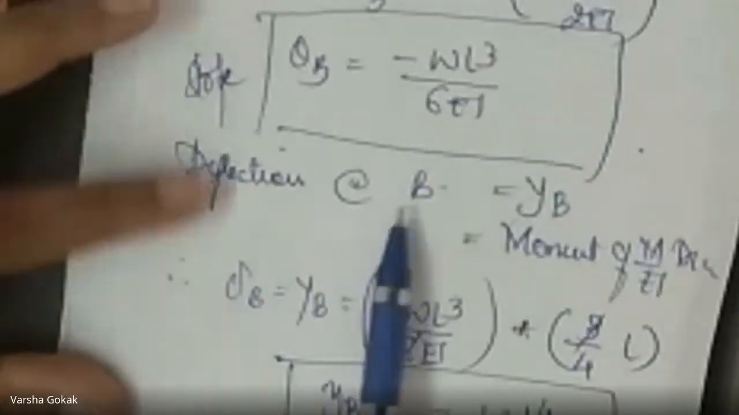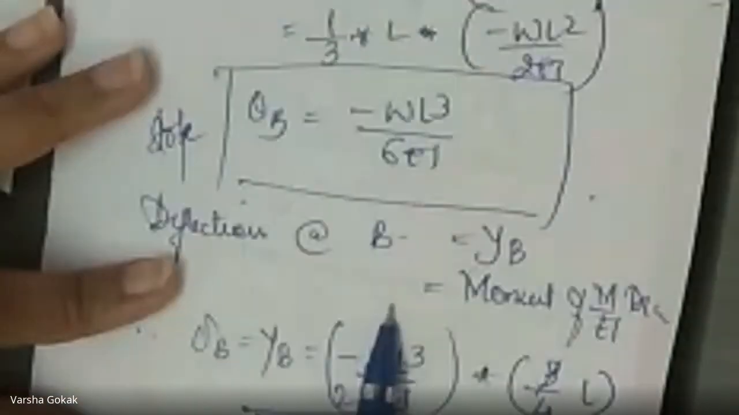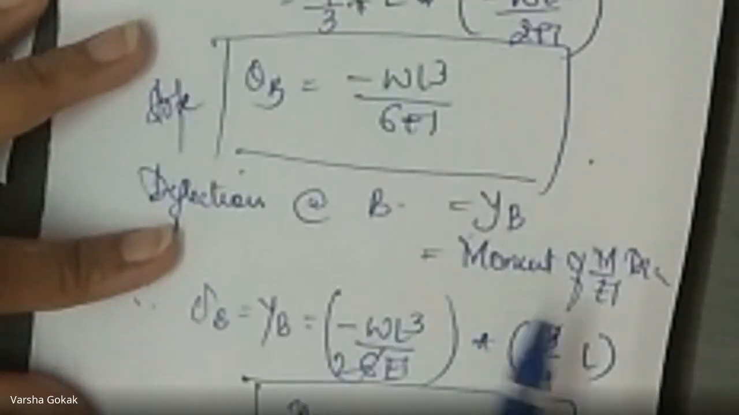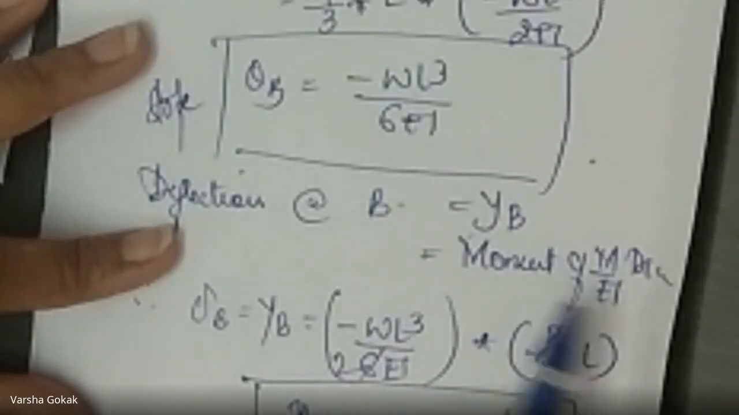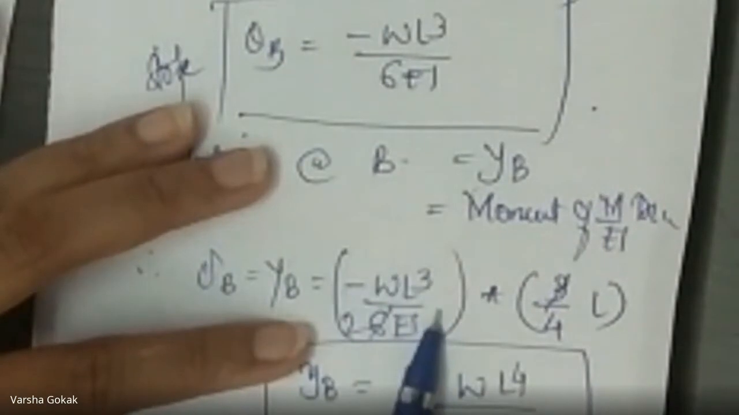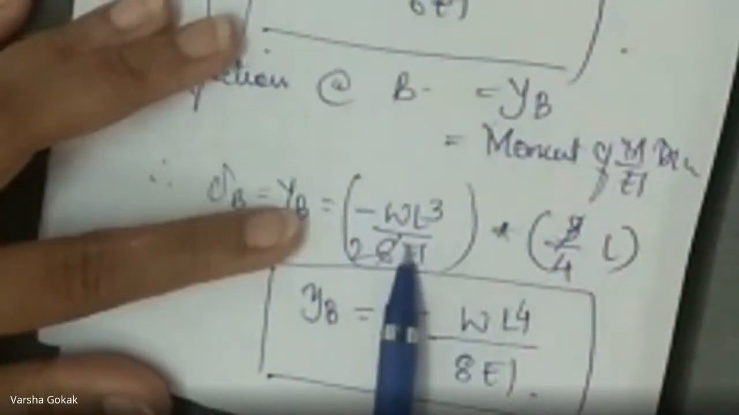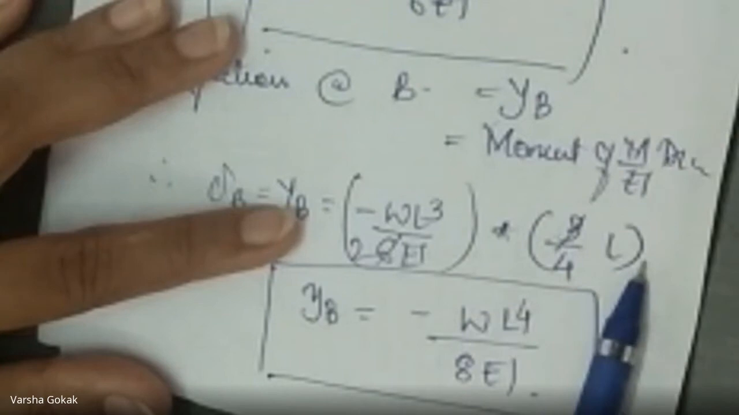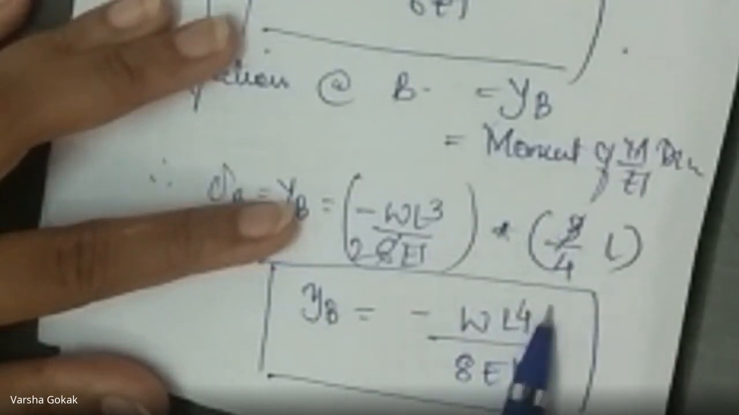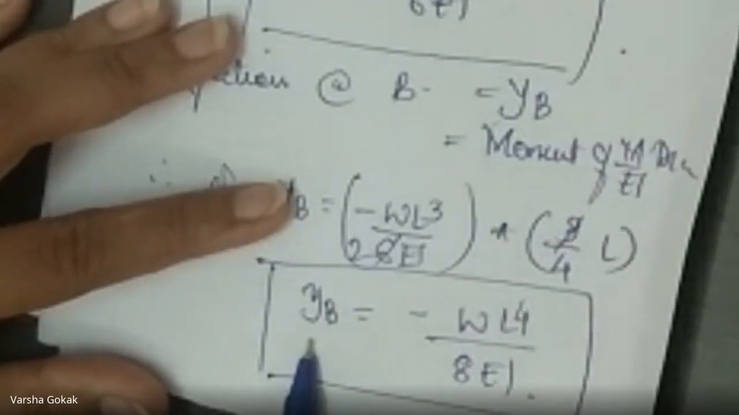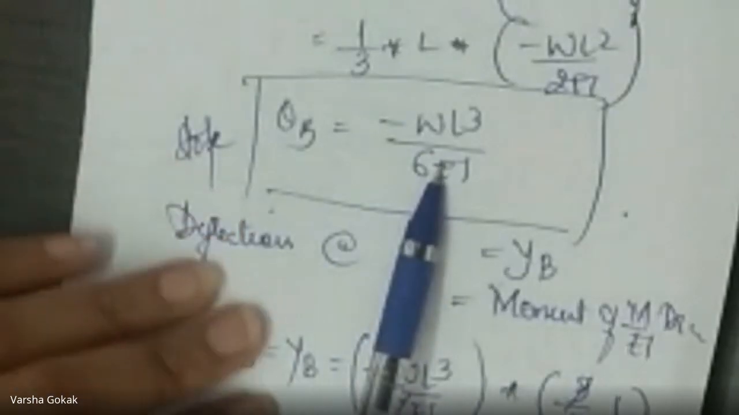Then when I'm finding the deflection at point B, it is going to be the moment of the area of the M by EI diagram. So this is the value of the point load, and the distance is 3/4 of L, because the point load is here and this distance is 3/4 of L. So YB is going to be equal to load into 3/4 of L, that is CG. It becomes minus WL raised to 4 by 8EI. This is nothing but the deflection. This is the slope. Clear?